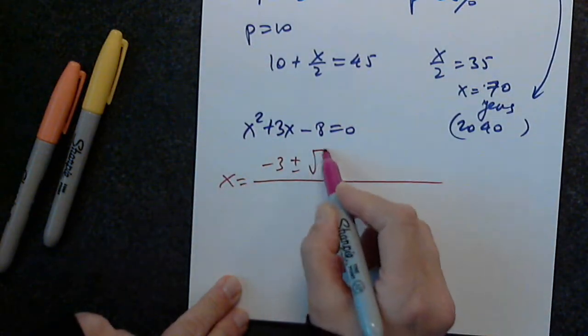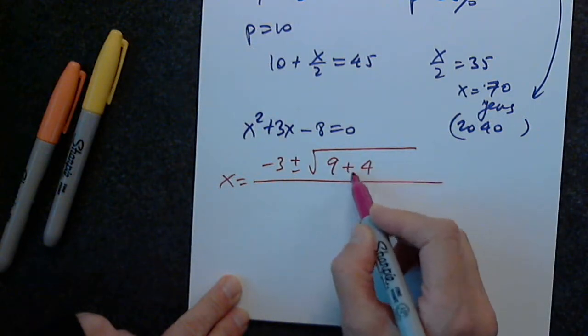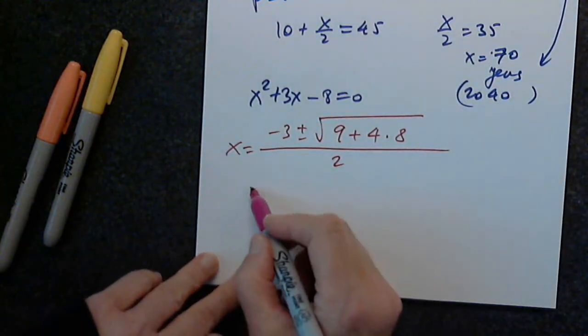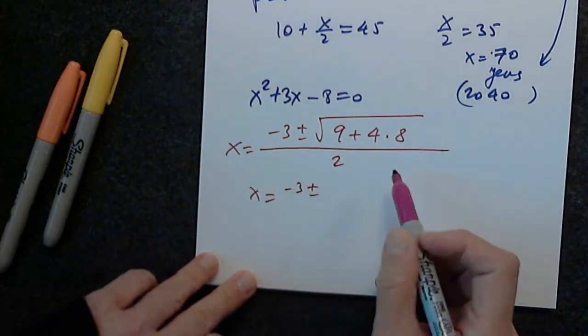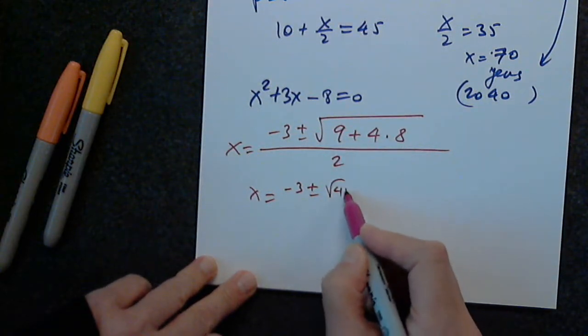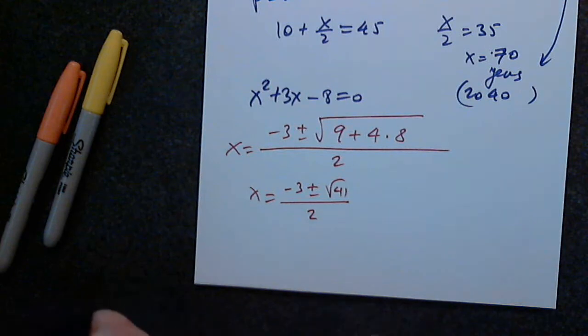Negative 3 plus or minus the square root of b squared minus 4ac, times 8, over 2a. So x will be negative 3 plus or minus, this is 32 plus 9, which is 41, the square root of 41, divided by 2. And there is nothing else I can do.